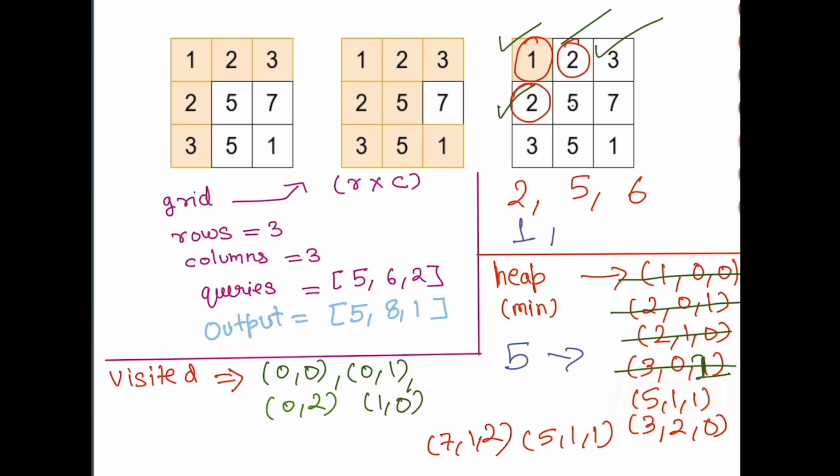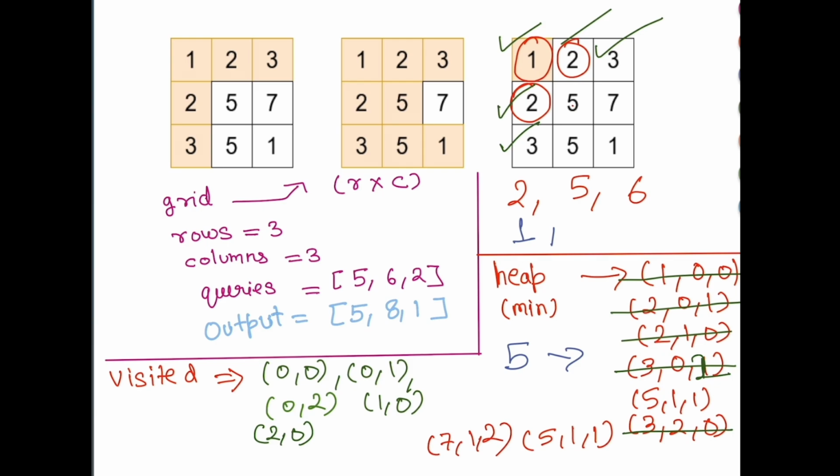We need to process this particular data because that's the minimum value we have, and we know that the value of 3 is less than the current query. So this is going to be the part of our answer. Remove it from here, add 2 comma 0 as visited, and mark it as answer. So for 5 we already had this particular data as an answer, and we got 4 more data as our answer. Now let us try to process the next minimum element.